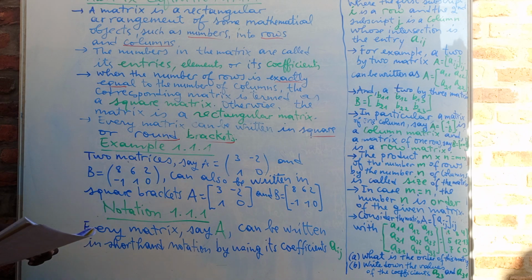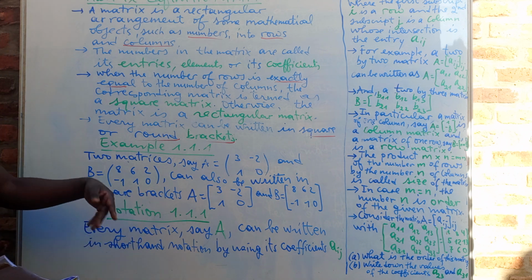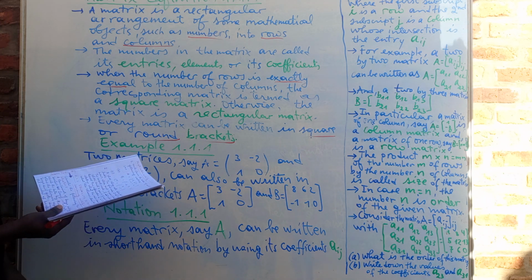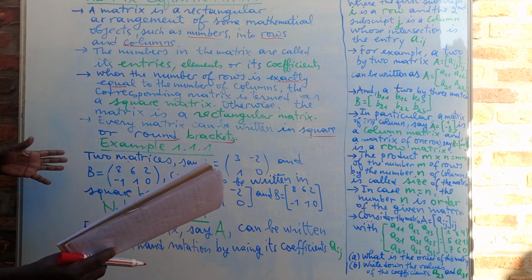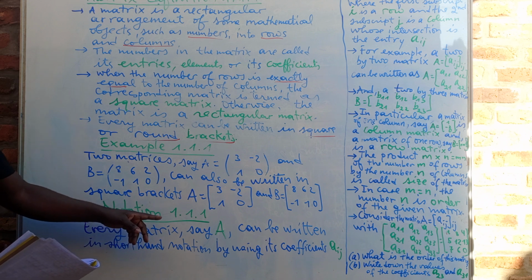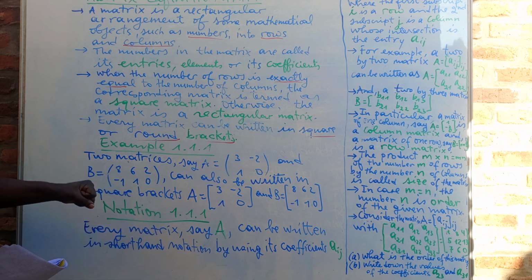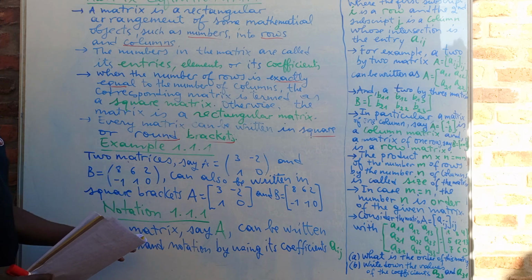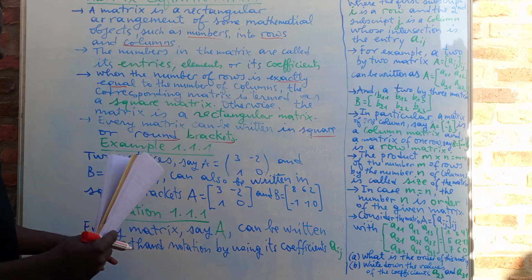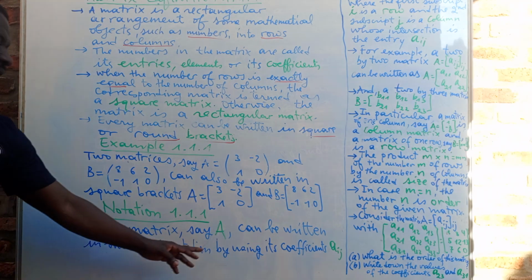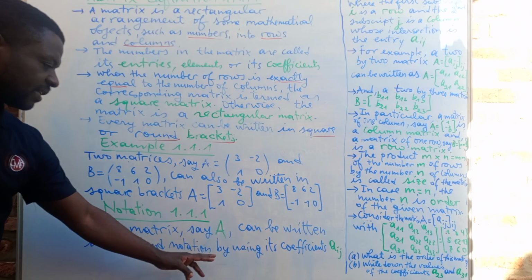Now the notation of a matrix. It is a shorthand notation of these brackets, and we can make it shorter. It informs you about the size and the order of a matrix. What is the order, the size of a matrix? From the notation, every matrix, say A, can be written by using its coefficients like a_ij.